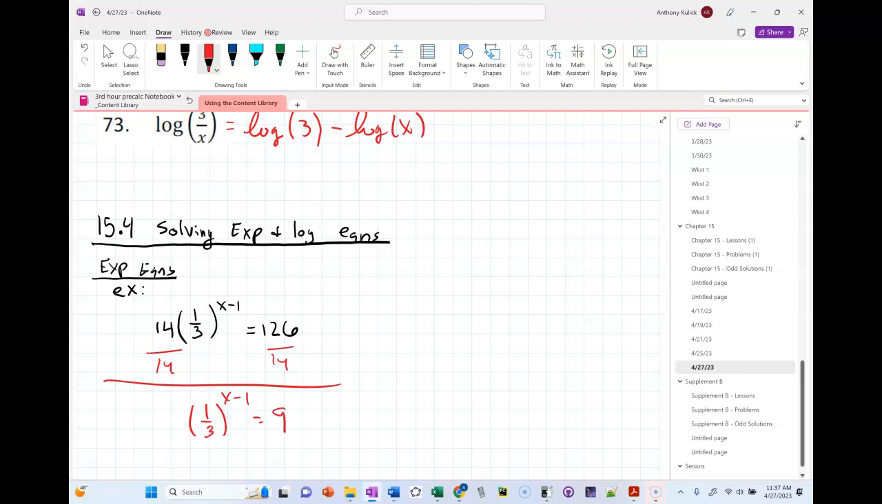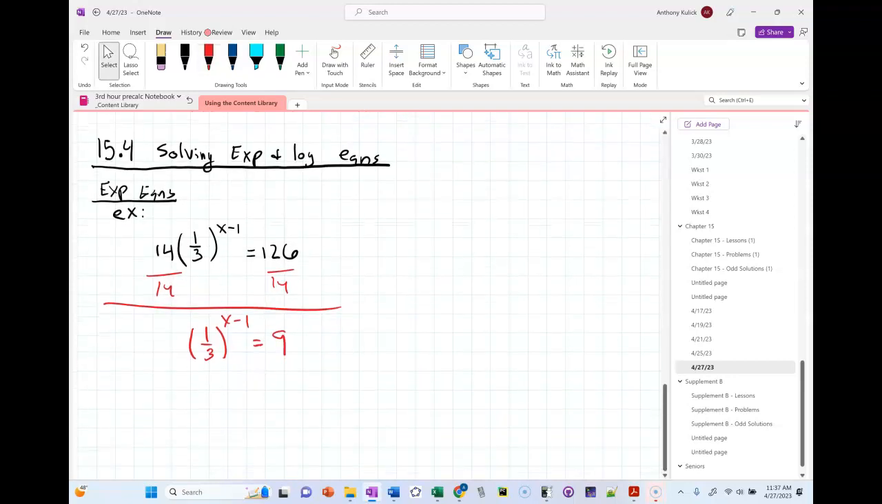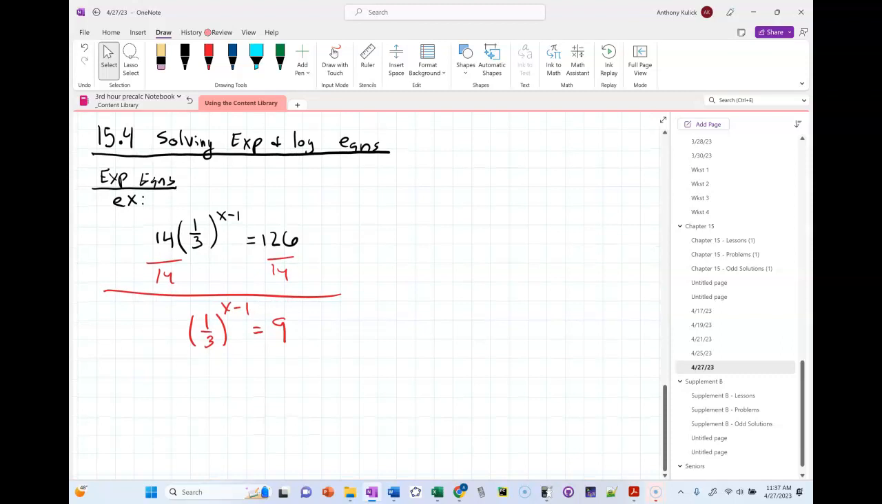126 divided by 14 is 9. And now what I want to do is try to rewrite 9 as a power of 1/3. So I know I need to make a fraction here. So maybe I'll do that. Right, if I just use a -1 exponent, that'll make a reciprocal. Good. So far, so good.